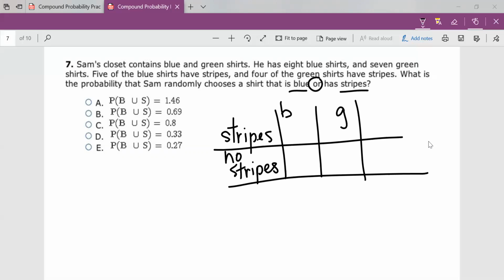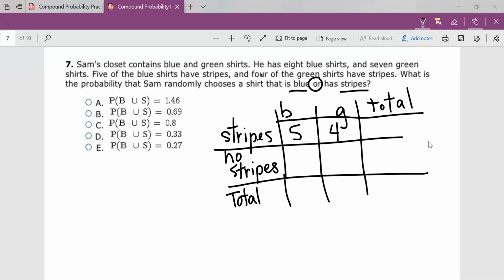Okay, and in addition, I'm going to want to put a total maybe here because we have probability, so everything has a total when we talk about probability. Okay, so let's put these numbers in. So how many of the shirts are blue with stripes? Well, we have 5 of those. How many are green with stripes? It says 4 of the green shirts have stripes. So I'm going to put 4 there. And again, it's the reading. So you have to go back and look at the numbers in the word problem. So 5 and 4 makes a total of 9.